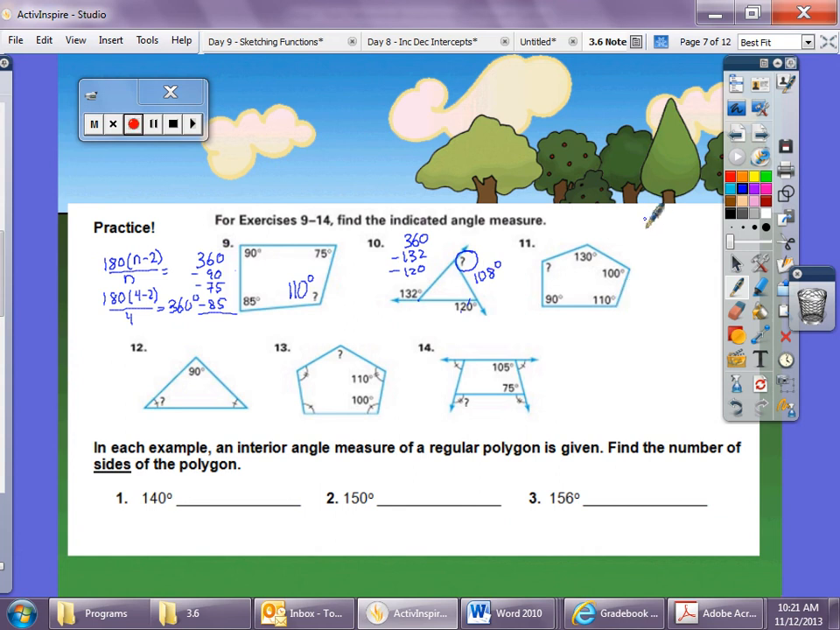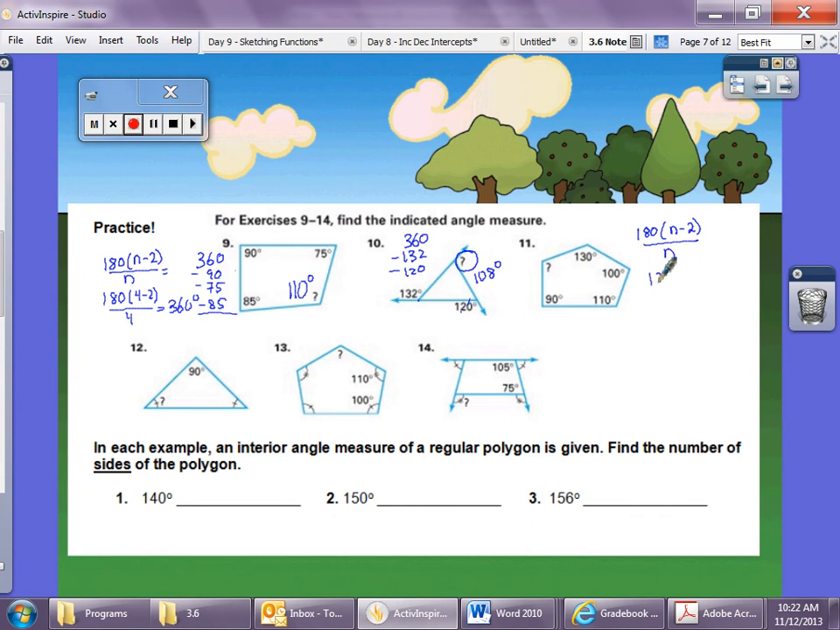So our formula, we have 180 times n minus 2 divided by n. Notice I'm writing my formula down every single time. So 180 times 5 minus 2 divided by 5. So we have 180 times 3 divided by 5. So we get 108 degrees.